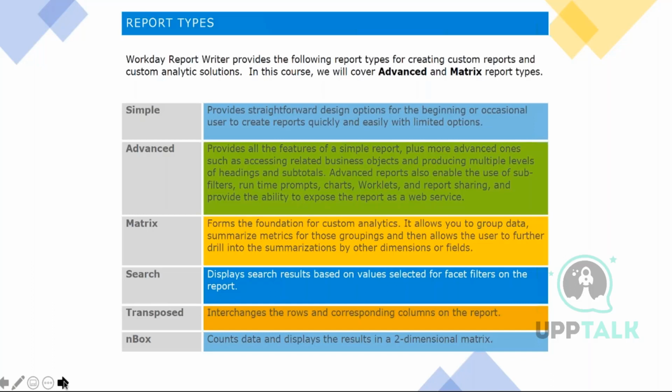Then comes the matrix report. A matrix report is not a detailed report, it's a summarization report that we use in Workday. When you want data presented in a summary format, such as a graph or chart, especially when they're looking at the average of a particular metric, or want to see the sum or count, then we go with matrix reports. Search reports are very user interactive reports.